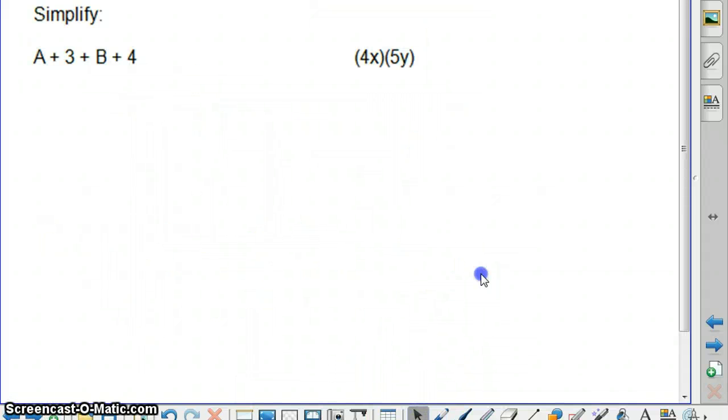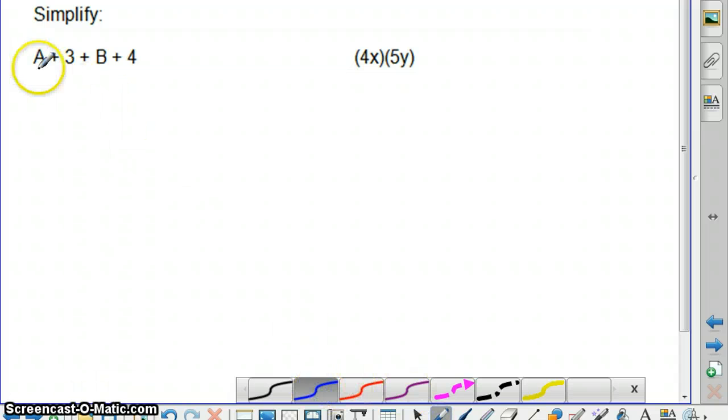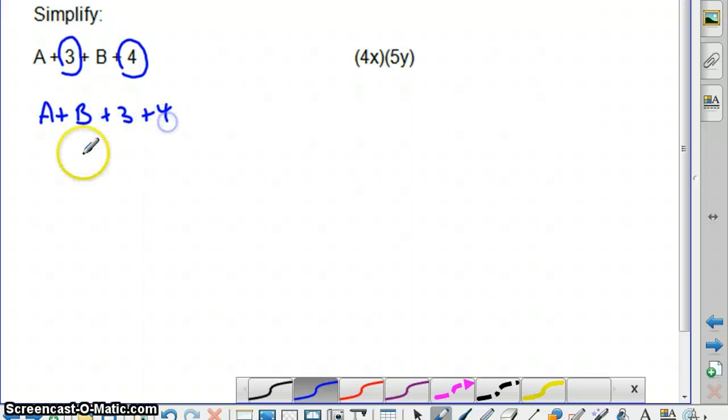These two examples show us how to use the commutative property. The order that you add numbers in doesn't matter. And what I'm going to do here is I'm going to combine what are referred to as like terms. The A and B are not like terms, but the 3 and 4 are like terms. So I'm going to reorder this and say A plus B plus 3 plus 4, and that will allow me to combine the 3 and the 4. So we can say A plus B plus 7.